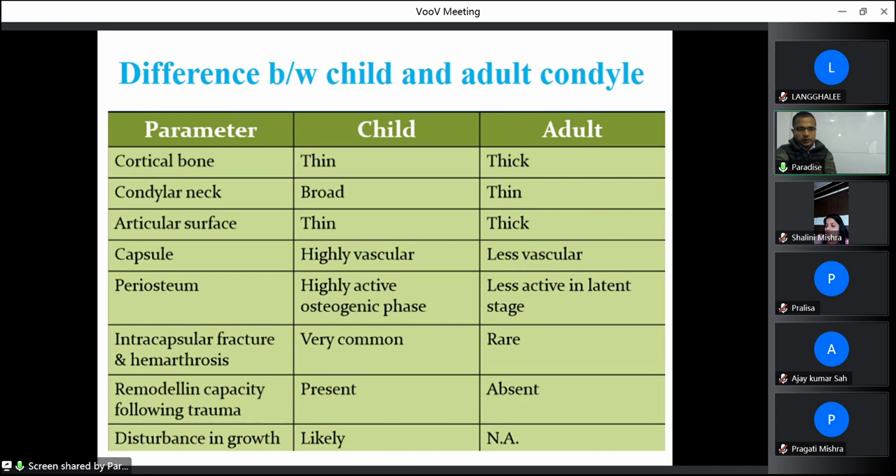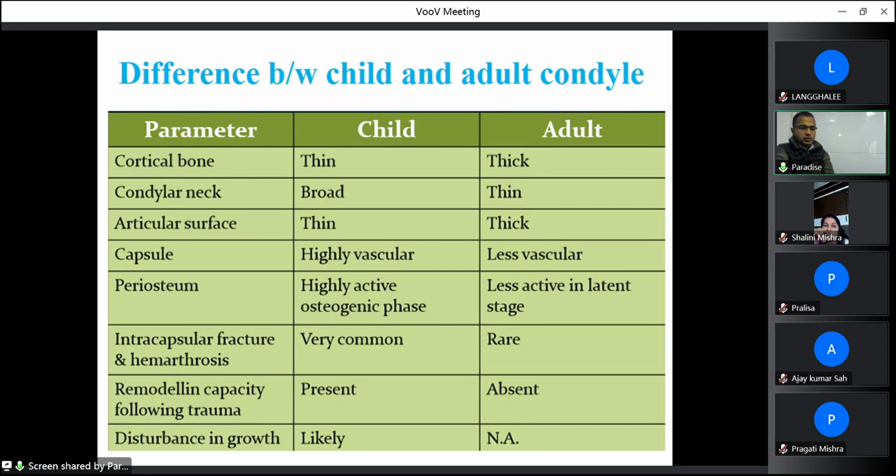Capsule is highly vascular in pediatric patient. It is less vascular in adult. Periosteum is in highly active osteogenic phase. That's why they form new bone and it will lead to TMJ ankylosis. But in adult patient, it is less active, in latent stage. Intracapsular fracture and hemarthrosis is very common in pediatric patient. It is rare in adult.